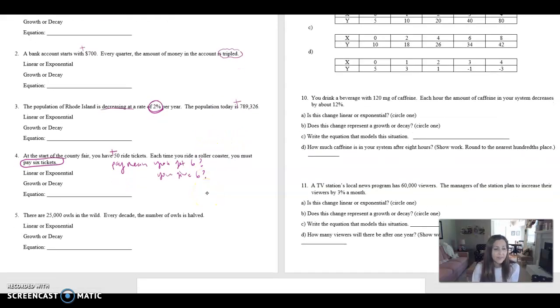Here there are 25,000 owls. That would be positive. And every decade the number of owls is halved. Key word there.